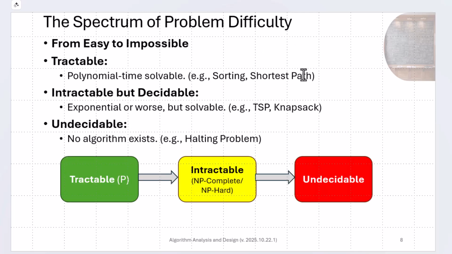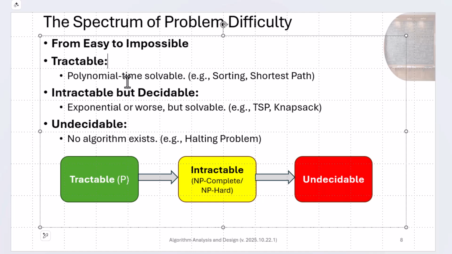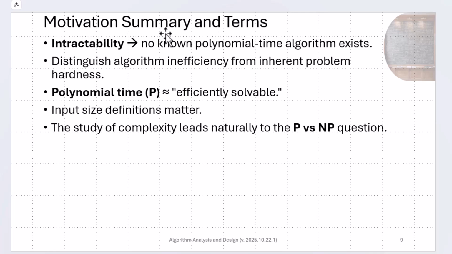So the spectrum of problem difficulty, from easy to impossible. Again, as a reminder, tractable means solvable in polynomial time, such as sorting and shortest path. Intractable but decidable means exponential or worse but solvable, at least in theory, for example, the traveling salesperson problem or the 0-1 knapsack problem. Undecidable means no algorithm exists, like the halting problem. It doesn't matter how much time you have in the universe or how fast an algorithm is, there is no algorithm to solve it. Motivation, summary, and terms.